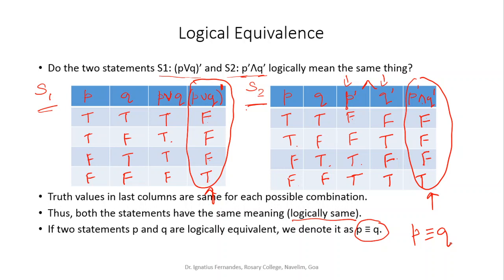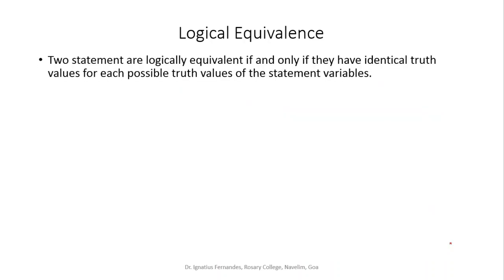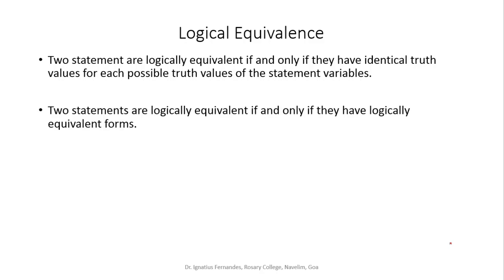You have to write down the truth tables for both the statements, and then see if the truth values are identical or not. So two statements are logically equivalent if and only if they have identical truth values for each possible truth value of the statement variables. Statement variables here were P and Q. So whatever the values of P and Q that you are considering here, both the statements should give us the same truth value. That is when you say that the logical statements are equivalent.